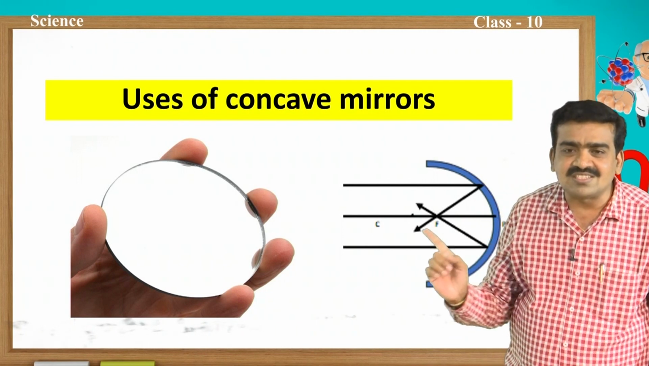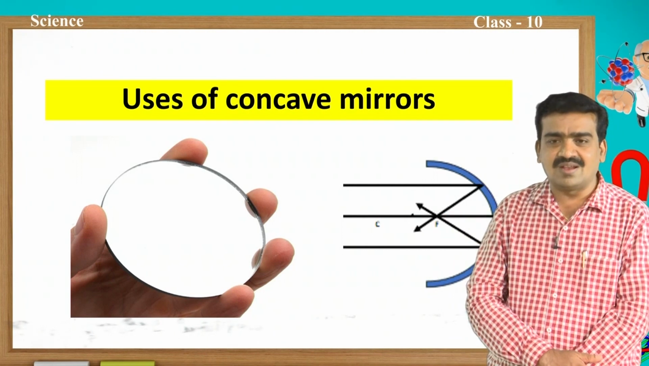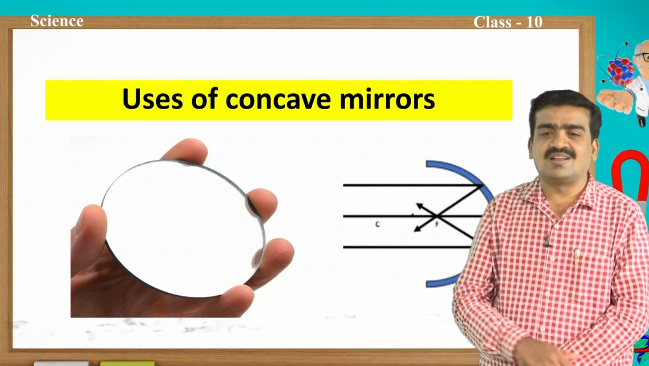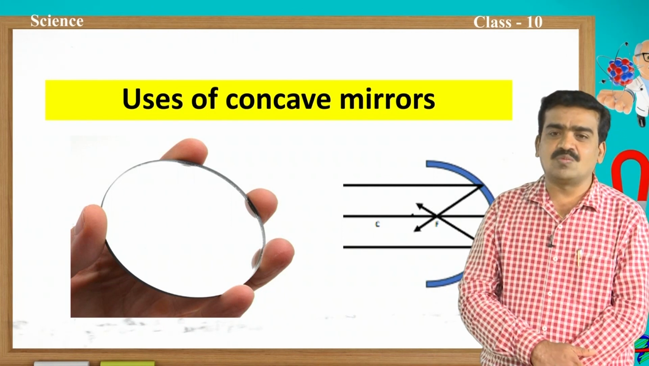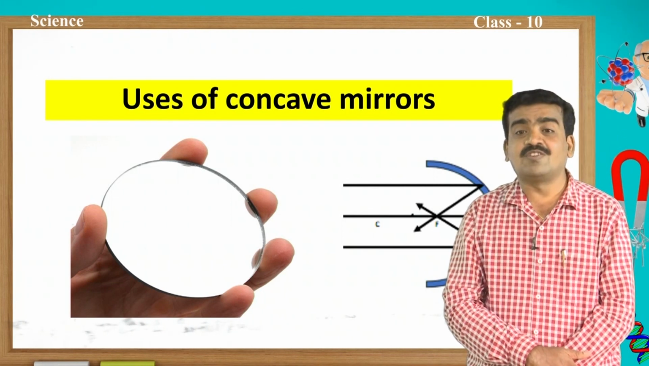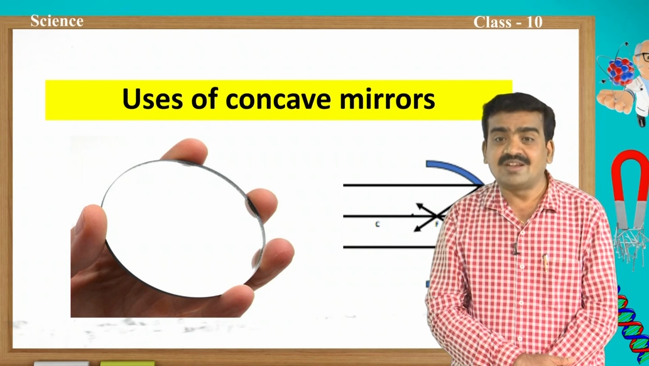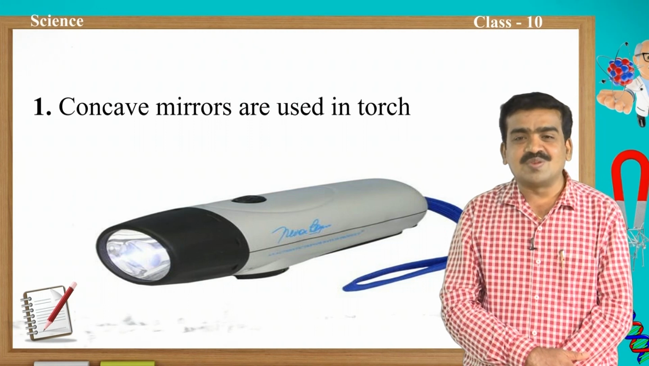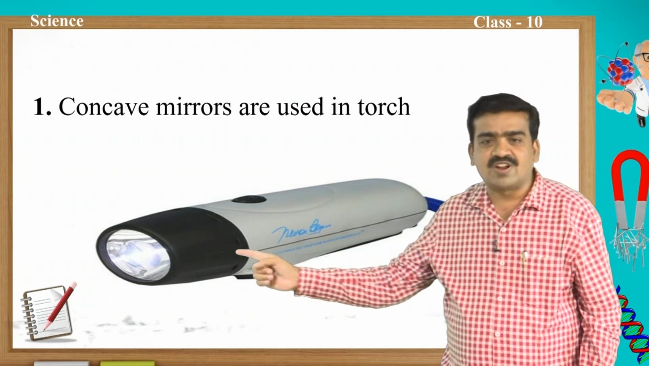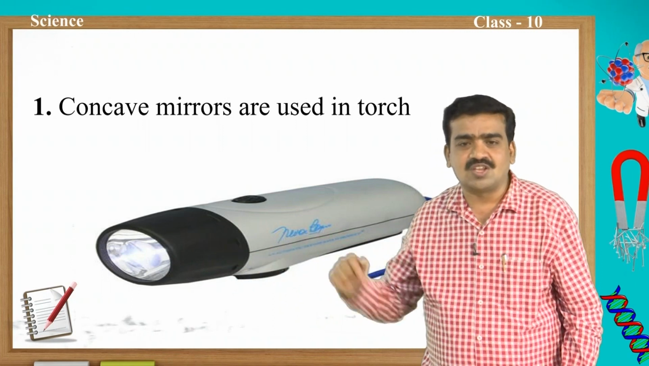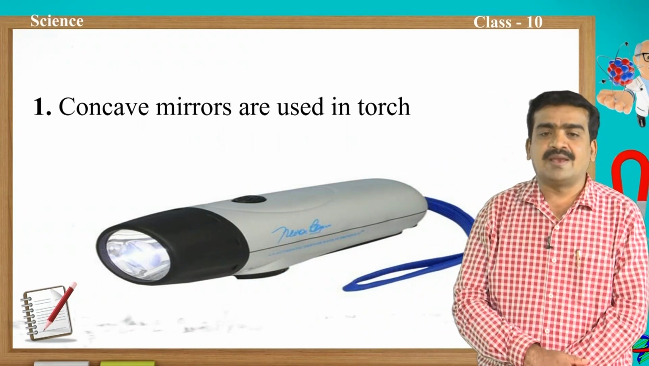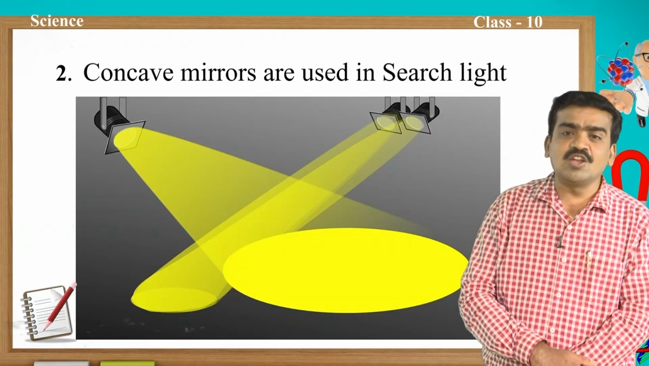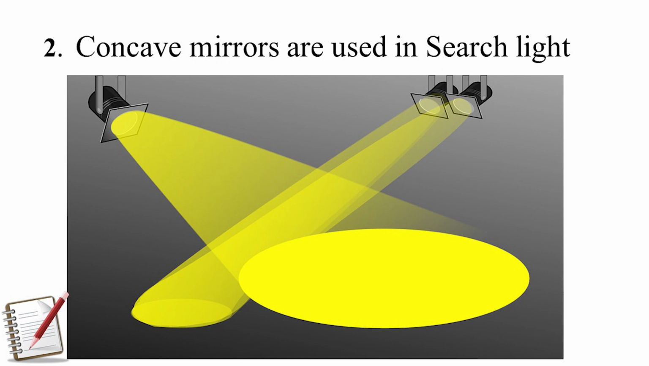Based on the nature of the image formed by the concave mirror, we are going to utilize those principles in the construction of different devices which we use in our daily life. The very first use of concave mirror is in torches. The front portion of the torch consists of a concave mirror, which gives us a narrow and parallel beam of light rays. Concave mirrors are also used in searchlights.